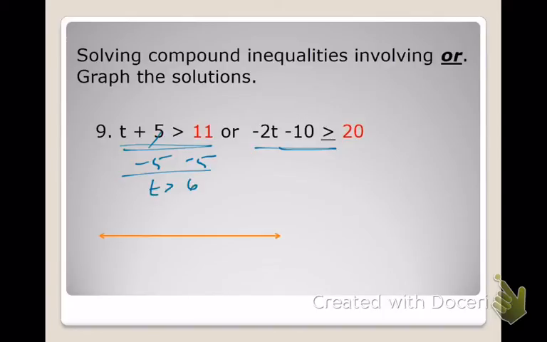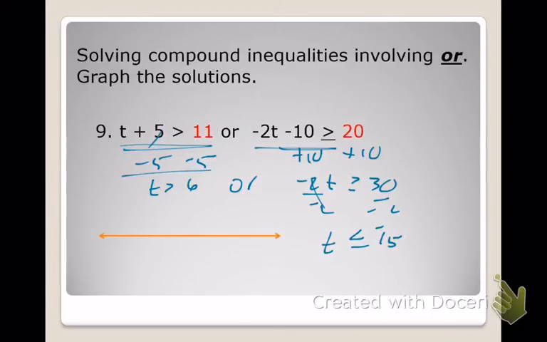T is greater than 6. Or add 10, add 10. Divide by -2. So T is less than or equal to -15. And so since I'll take either one, then I want my solutions to be greater than 6 or less than or equal to -15. Okay, and there we go.